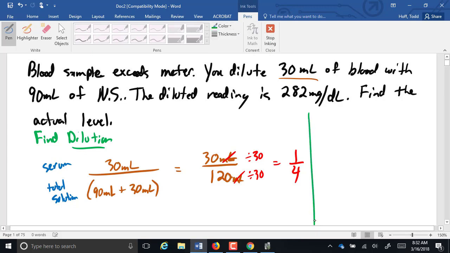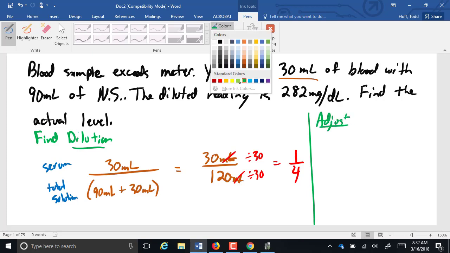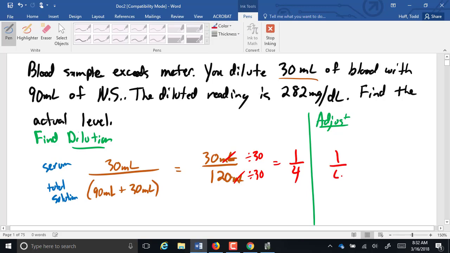Step 2 then is to adjust the reading, and we use the dilution for that. We have a 1 in 4 dilution. The meter reading is smaller than the actual reading because it's diluted. So that goes with the smaller number. Yes, yes.